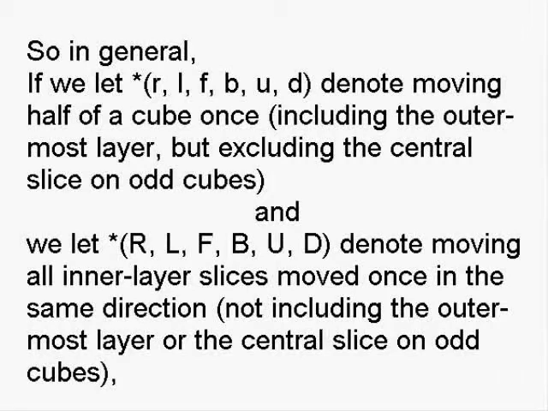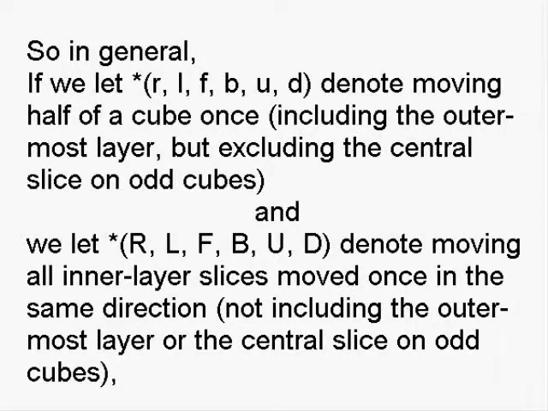I'm going to assign a certain convention to represent moving large portions of the cube so that we don't have to have a formula which depends on the cube size but represents every cube. So in general, if we let star and then whatever it is, if it's lowercase r, l, f, b, u, d, just denoting all of the moves in the notation of sign, let that represent moving half of a cube once, including the outermost layer but excluding the central slice on odd cubes.